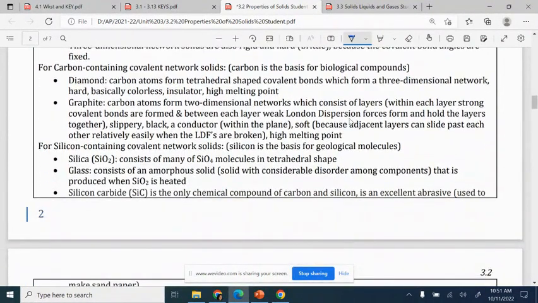Carbon-containing covalent network solids. Carbon is the basis for biological compounds on this planet anyway.